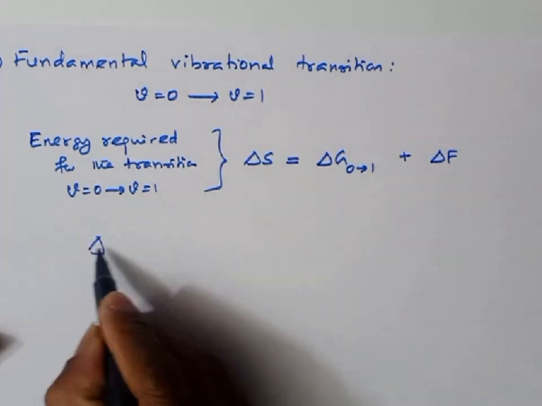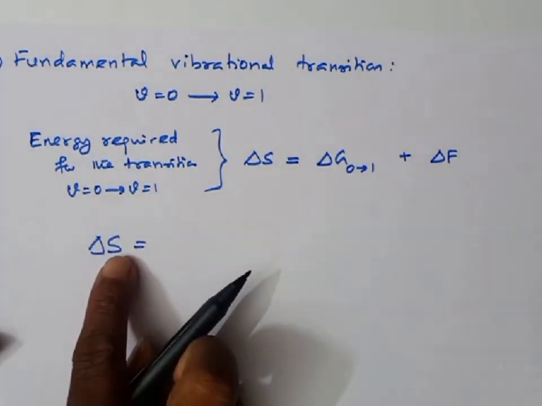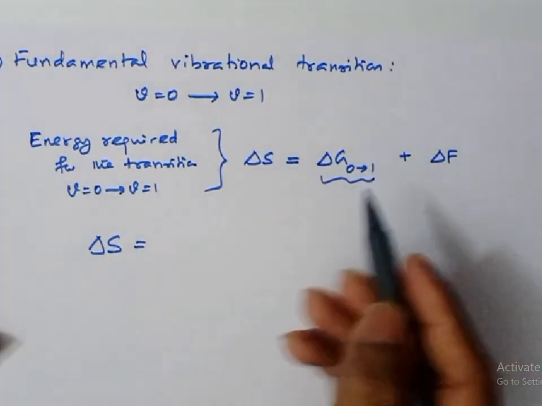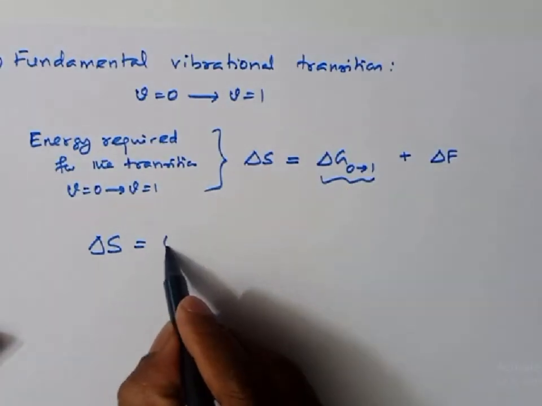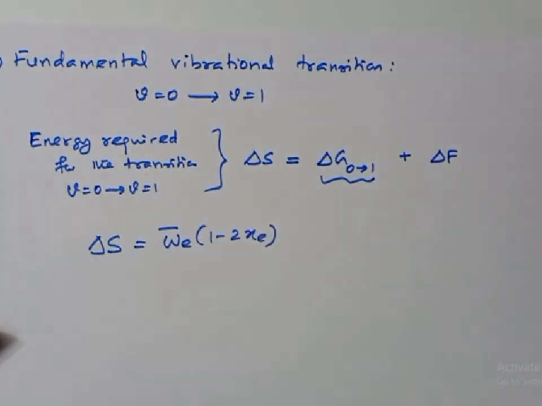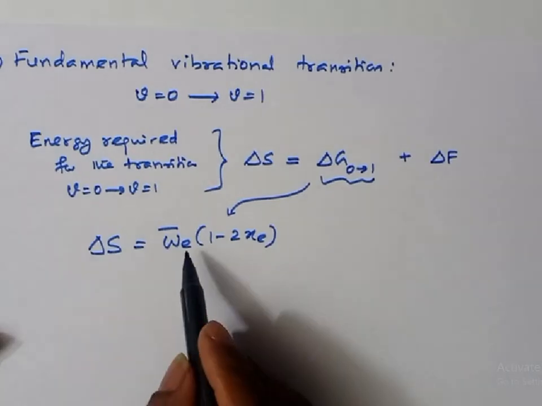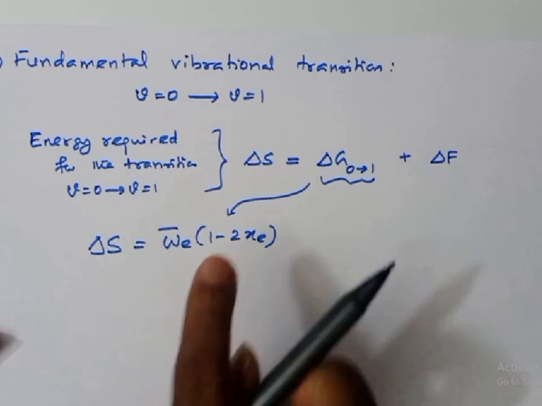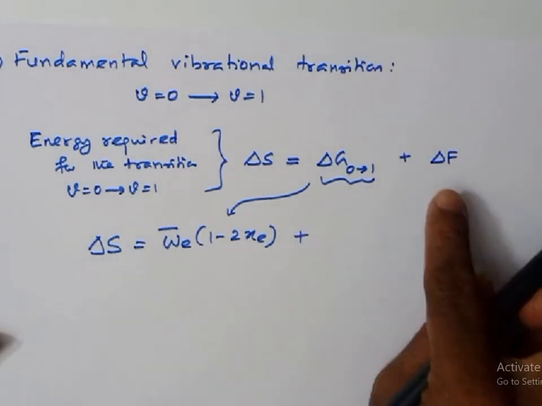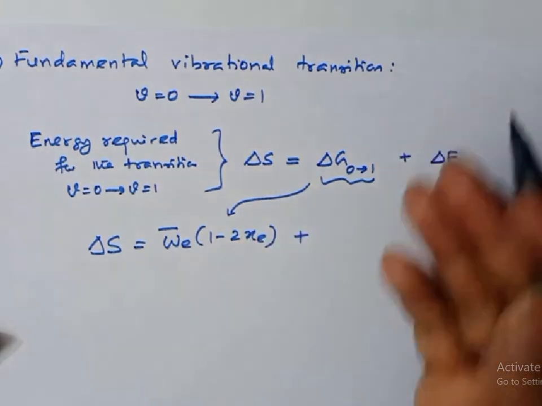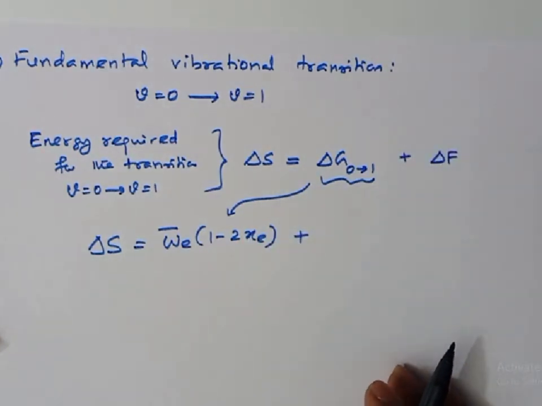And you know very well, ΔS is the energy required for the transition. ΔS is equal to ΔG. What is ΔG for the fundamental? ΔG for the fundamental is ω̄e(1 − 2xe). We have discussed this in our regular class, right? ω̄e(1 − 2xe). This is the energy required for the fundamental vibrational transition. Plus, we have ΔF, that is the energy required for the rotational transition, right?